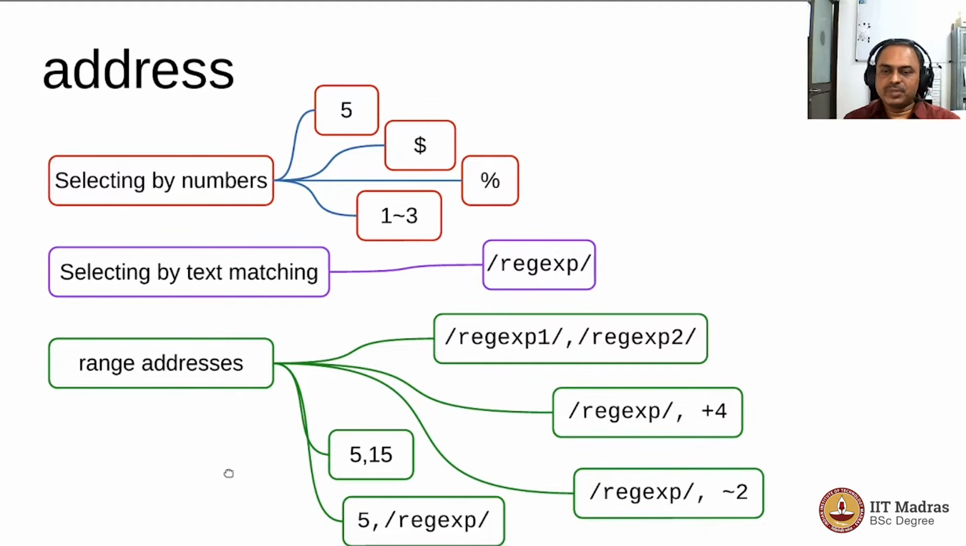If you have a tilde as given here, it means that from the line where the regular expression has matched, the next line, which is a multiple of 2, will be chosen for execution. If you give the numbers just separated by commas, it means that you won't like to execute from the 5th line to the 15th line, as an example here. And you could also give it as a number comma regular expression, so that from the 5th line till the first occurrence of the regular expression will be chosen as the lines valid for the execution of the command that you have provided.